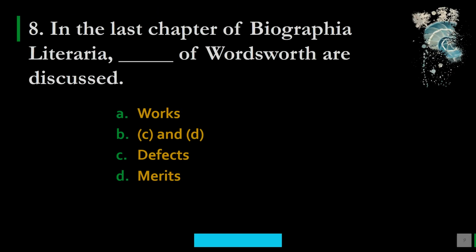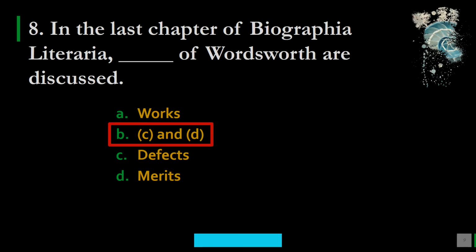Next question 8. In the last chapter of Biographia Literaria dash of Wordsworth are discussed. So what is discussed in the Biographia Literaria's last chapter? So there are 22 chapters, and in the 22nd chapter what is discussed? Options are A. Works, B. Merits, C. Defects, and D. Merits. What is discussed there in the last chapter? This is a difficult question, I know, but it's an important question, and the correct option is B, C and D.